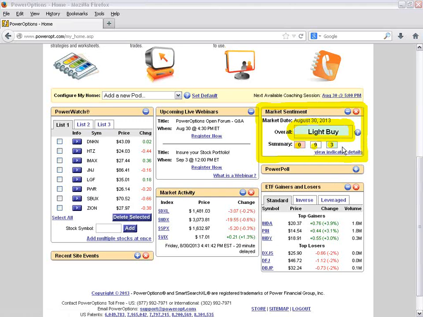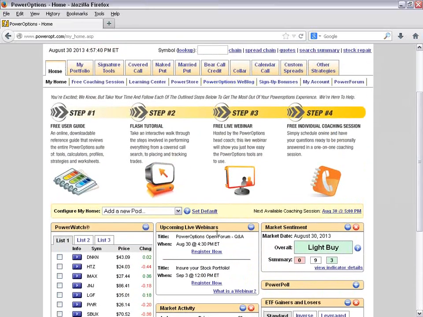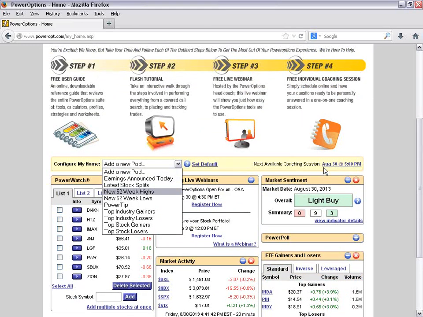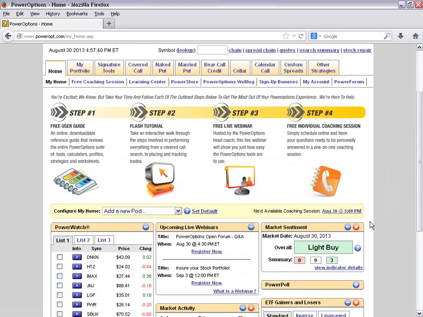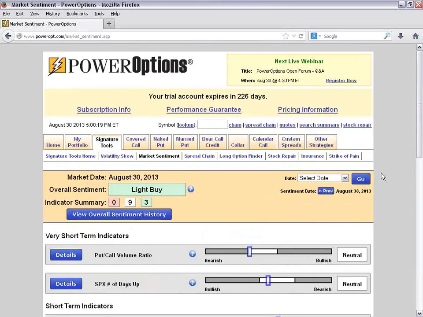Well, what are these indicators and what are these histories that I'm talking about? Well, let's take a look. So on the main home tab, when you first log on to your trial account, you can see that market sentiment tool listed right there on your home pod. If it's not available there, you can always add it. But we can click into the View Indicator Details. We can also access the main market sentiment tool under that Signature Tools tab. Let's go ahead and click on the View Indicator Details.